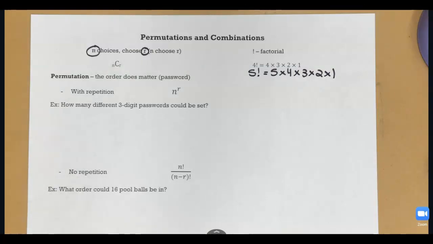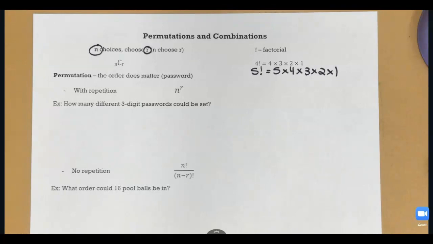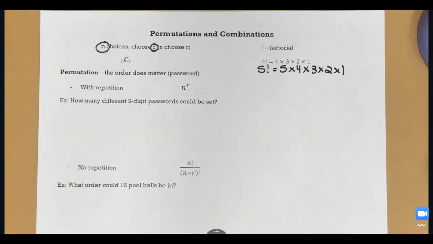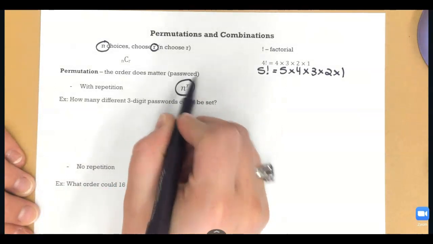So, permutations, combinations. Let's talk about the difference between the two, because what we're talking about is how many different outcomes are possible. A permutation is when the order matters. So for example, if I'm setting a password or if I'm assigning roles to somebody in a job setting, the order matters. And I can have repetition or no repetition. If I'm able to repeat, for example, setting a 3-digit password, I can use the number 3 more than once. If I'm allowed to use repetition, this is my formula, n to the r power.